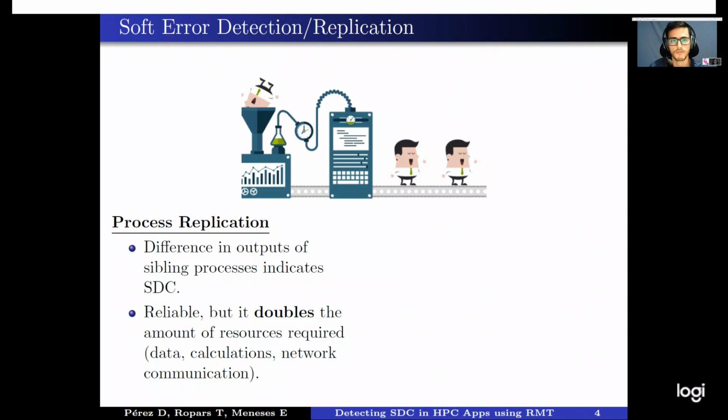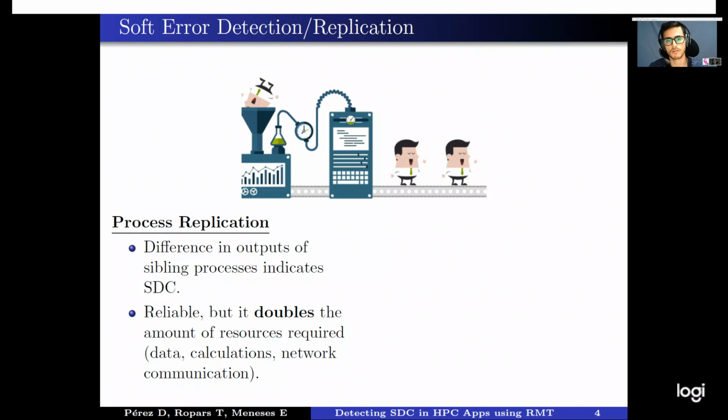One category of this approach is to replicate at the process level, to replicate the whole process of the application. And if the sibling processes have a difference in their outputs, that indicates a silent data corruption. This is a reliable technique, but it doubles the amount of resources required. So the data, the calculations, and the network communications. So that is a lot of overhead.